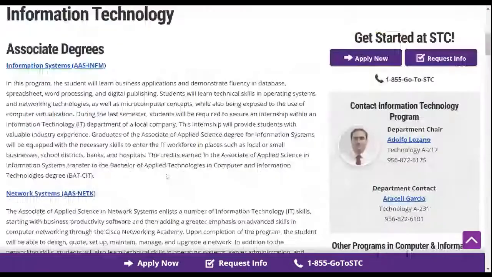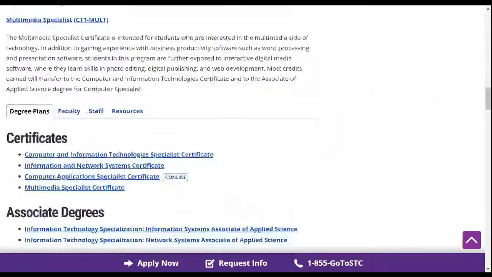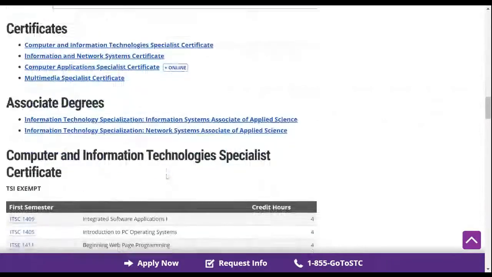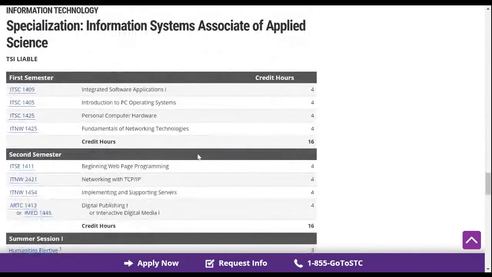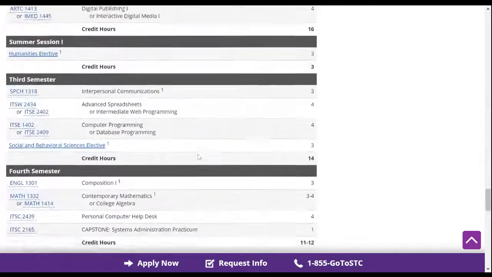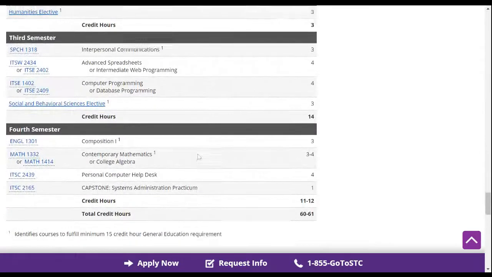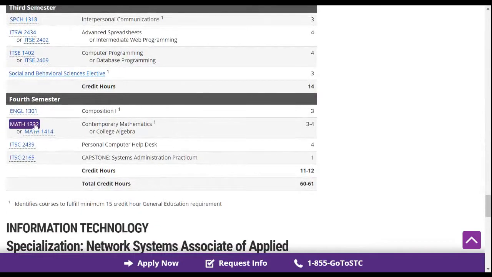Let me see, I'm gonna scroll down until I find the degree. Okay, so there's a certificate, but there are also, here we go, information technology specialization, information systems. So I'm gonna click on this one, here we go. I'm going to look to see what math class Serena needs to take. All right, so Serena, you have two options. You can take math 1332 or you can take math college algebra.